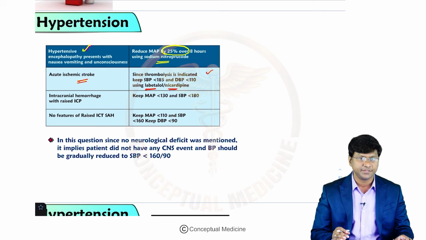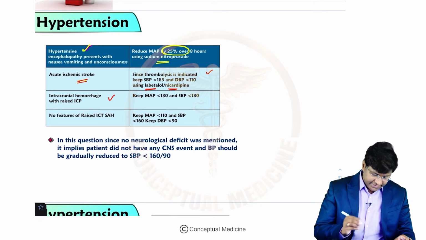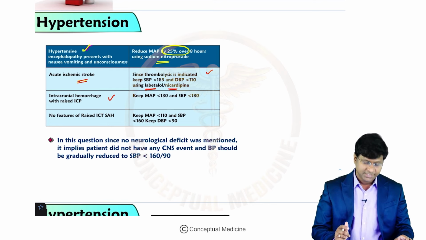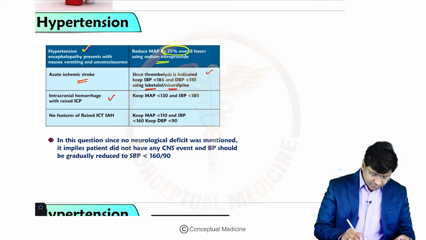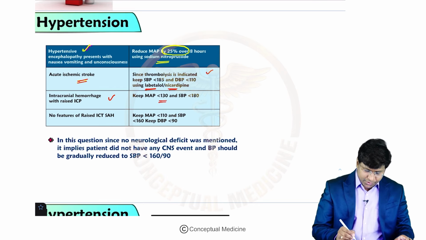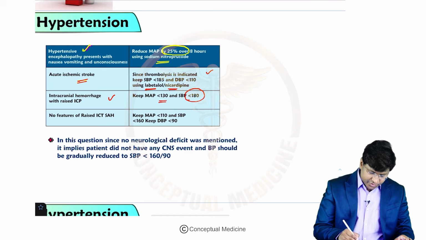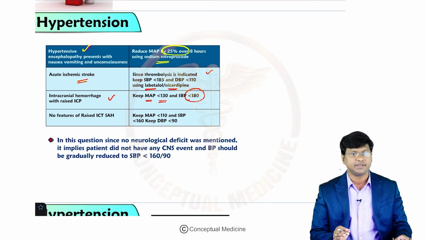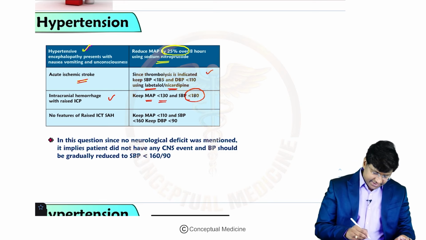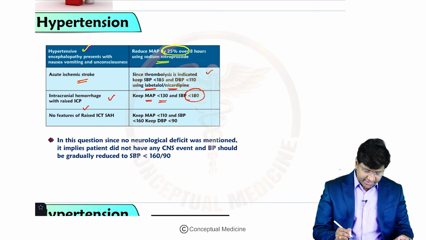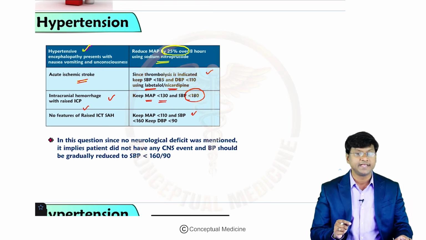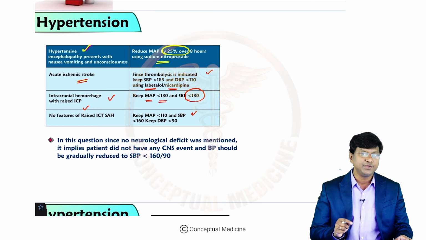Then, followed by that, if the individual has developed intracranial hemorrhage with raised intracranial pressure, you have to ensure that the blood pressure is reduced to less than 180 millimeters of mercury, and the mean arterial pressure is kept less than 130 millimeters of mercury. And if there are no features of raised intracranial pressure, systolic blood pressure should be reduced to less than 160 and diastolic blood pressure to less than 90, and you need to keep a MAP of less than 110 millimeters of mercury.